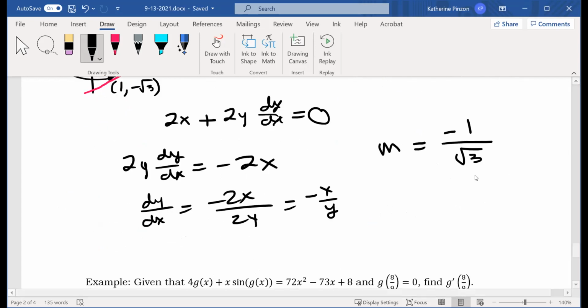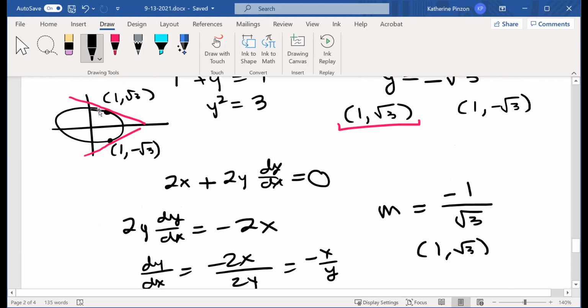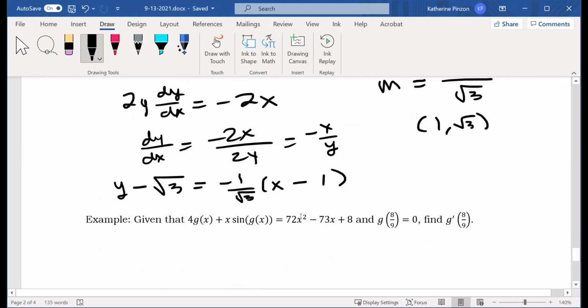Okay, so let's find the equation of the line. This is my slope. My point was 1 comma square root 3. Equation of a line is y minus y1 equals m times x minus x1. So y minus square root 3 is negative 1 over square root 3 times x minus 1. It should touch that circle at the point 1 comma square root 3 and go in the same direction. Yeah, it should draw me this pink line at the top. So I'm going to put that in Desmos and see what happens.